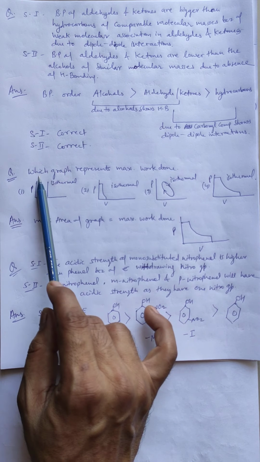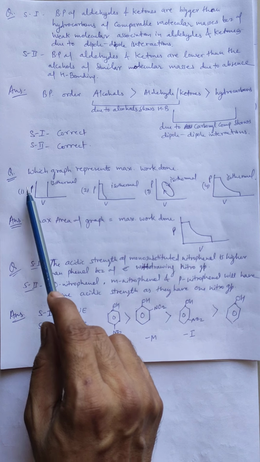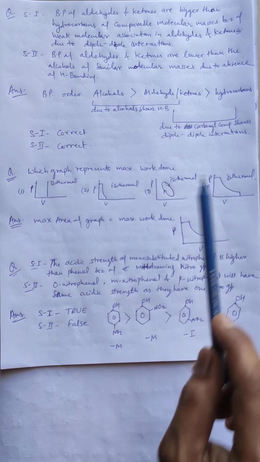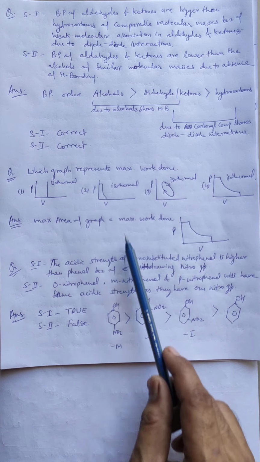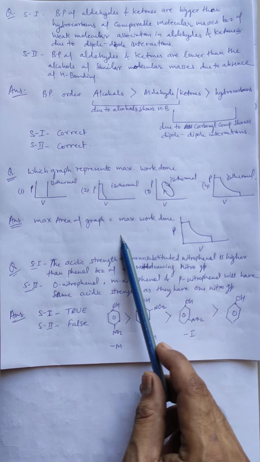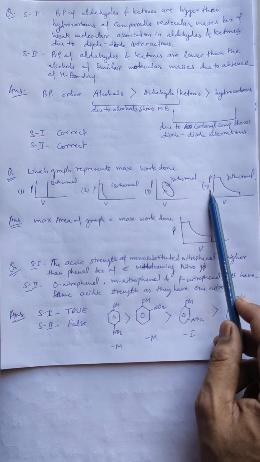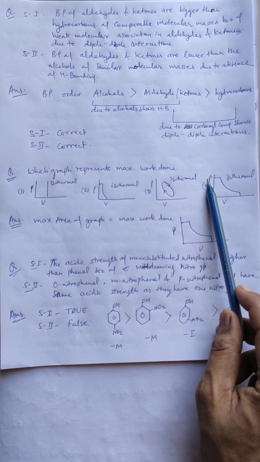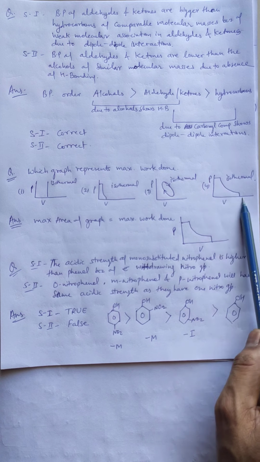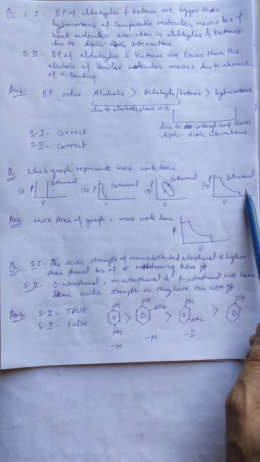Now the next is, which graph represents maximum work done? So if you are going to see, PV graph is there in all four options. So the maximum area of the graph will be the maximum work done. So in the four given graphs, the fourth one in the options has the maximum area. So that is the answer there.